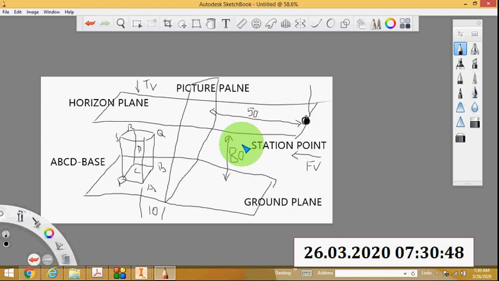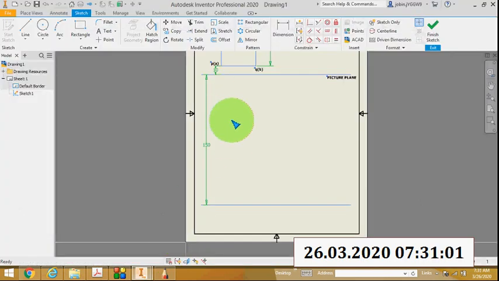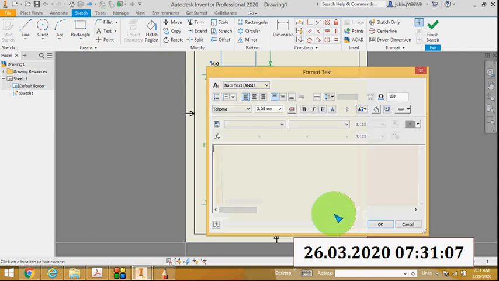Where 130 means the station point is above the ground plane by 80, and the station point is in front of the picture plane by 50. Add these two values, 80 plus 50. So this distance will be greater than that 80 plus 50. And name this line as ground plane. So this is actually the ground plane.